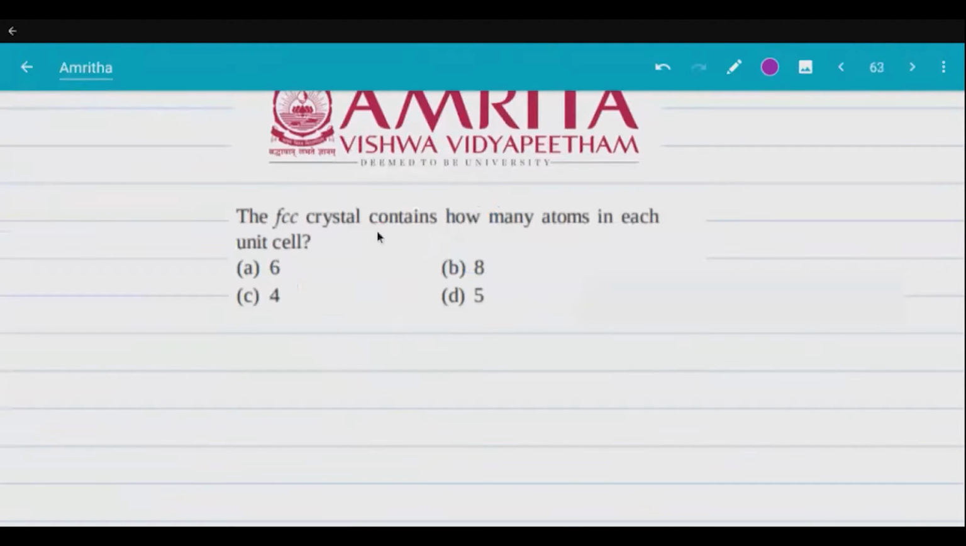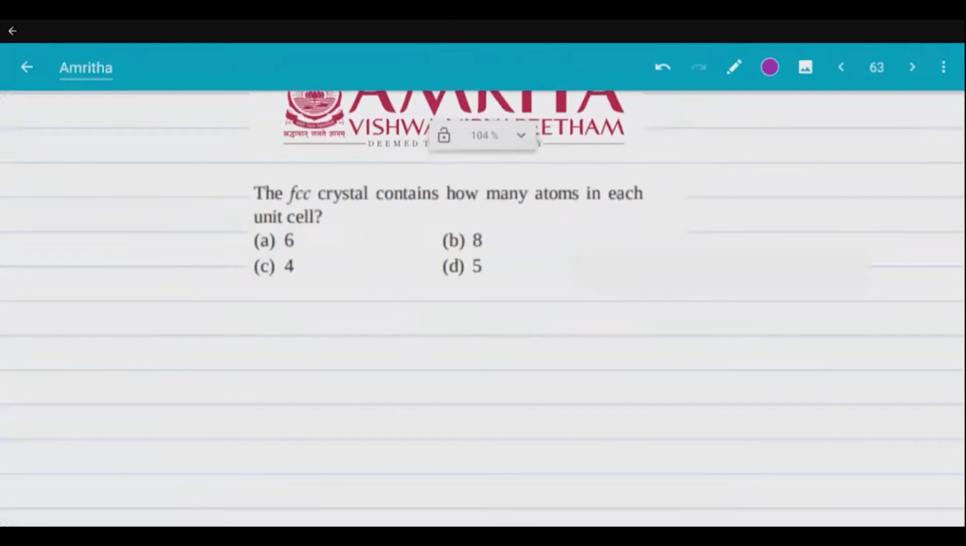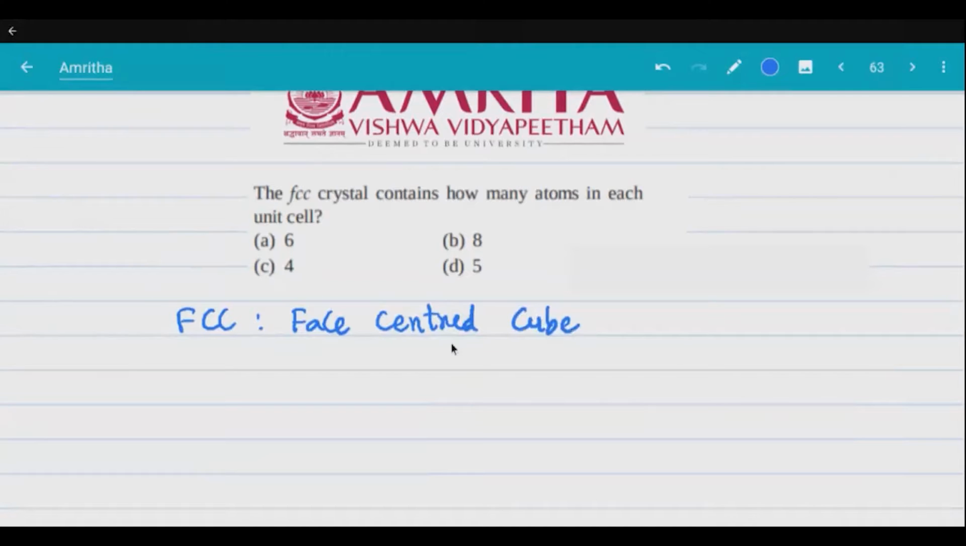Look at this. This question is asking: an FCC crystal contains how many atoms in each unit cell? There is FCC, but what is FCC? Let me elaborate this. FCC means what? You tell me. I'm checking the chat box. Just tell me what is FCC. Face centered cube. Very good. Face centered cube.